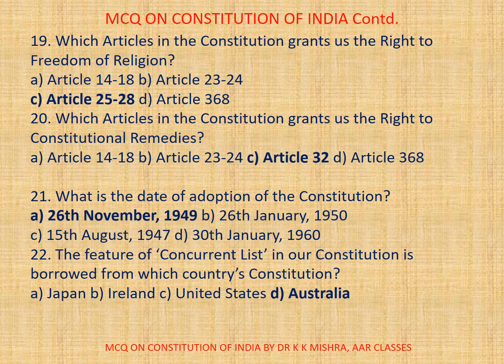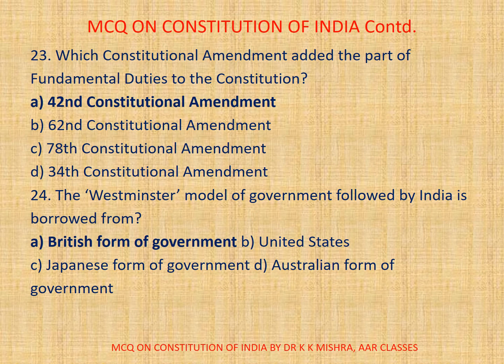22. The feature of concurrent list in our constitution is borrowed from which country's constitution? A. Japan, B. Ireland, C. United States, D. Australia. Correct option is D. Australia. 23. Which constitutional amendment added the part of fundamental duties to the Constitution? A. 42nd Constitutional Amendment, B. 62nd Constitutional Amendment, C. 78th Constitutional Amendment, D. 34th Constitutional Amendment. Correct option is A.